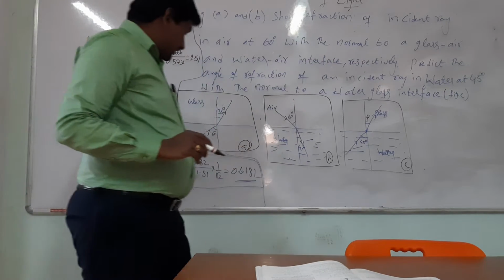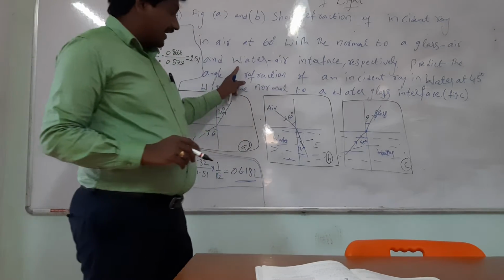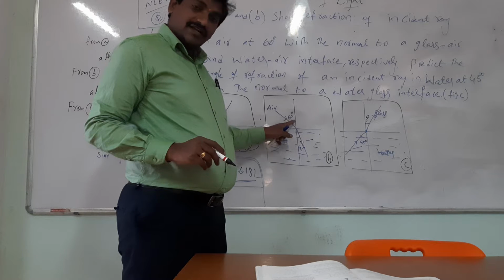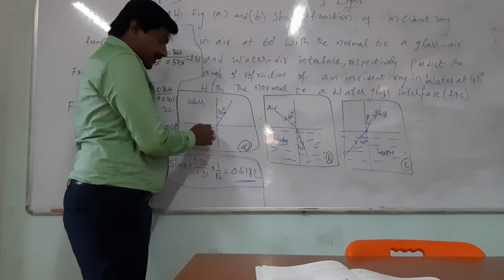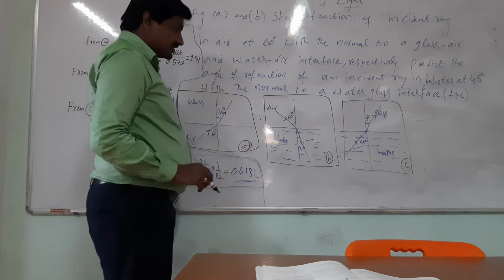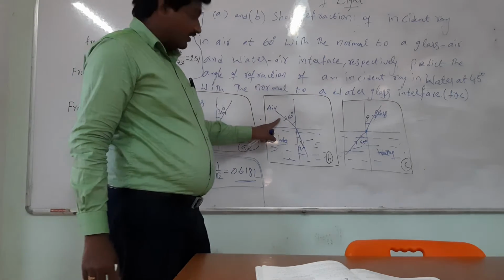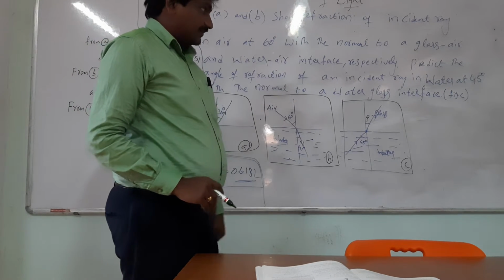This is the glass, this is the air, and at the same time if you see the water-air interface also, we have incident angle 60 degrees. In both cases, in the air medium the incident angle is 60 degrees, then the refracted angle for the glass is 35 degrees, and for the water is 41 degrees respectively.